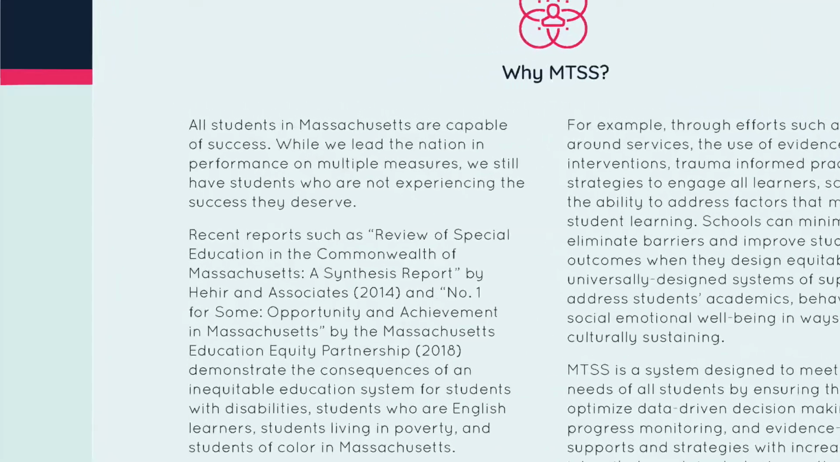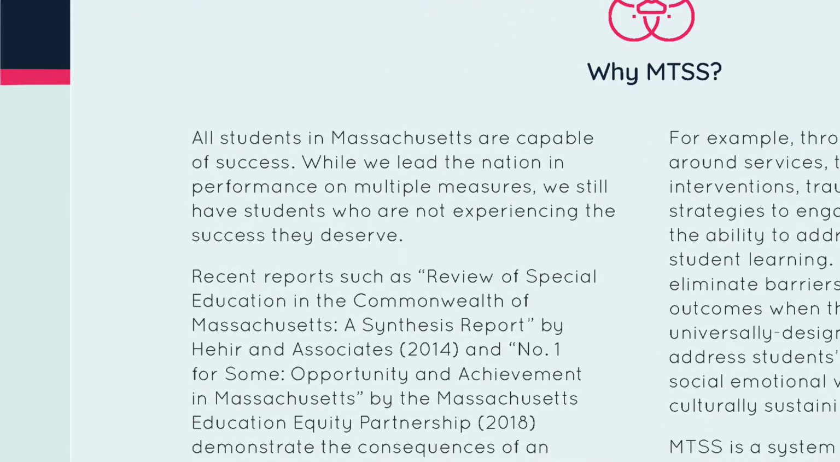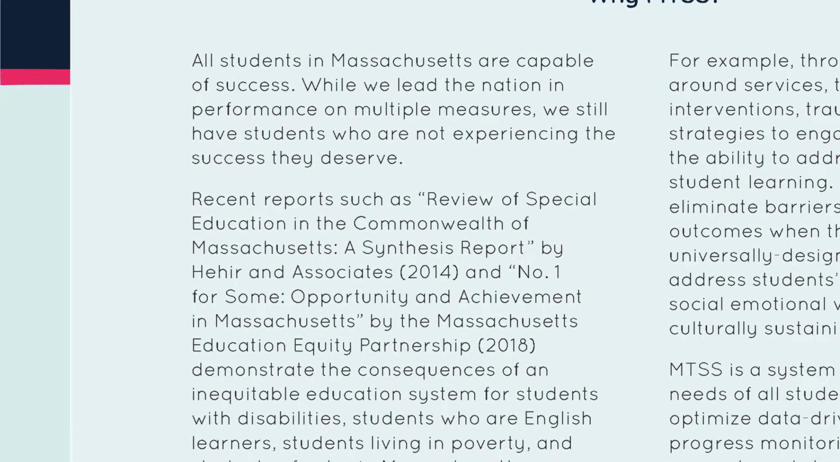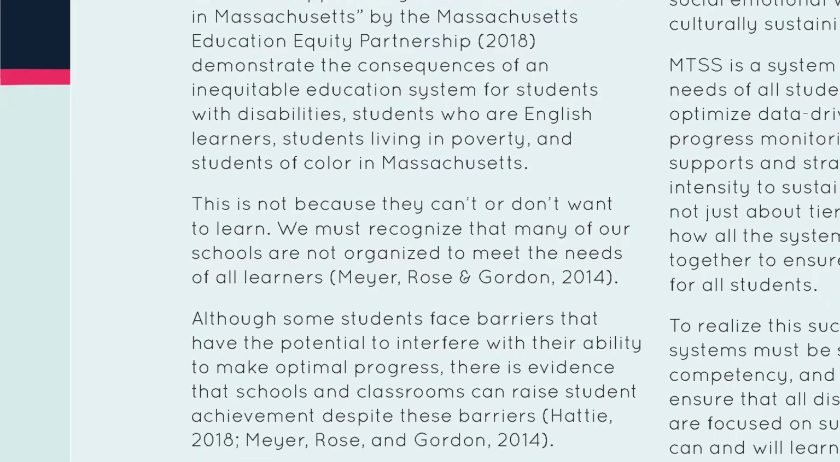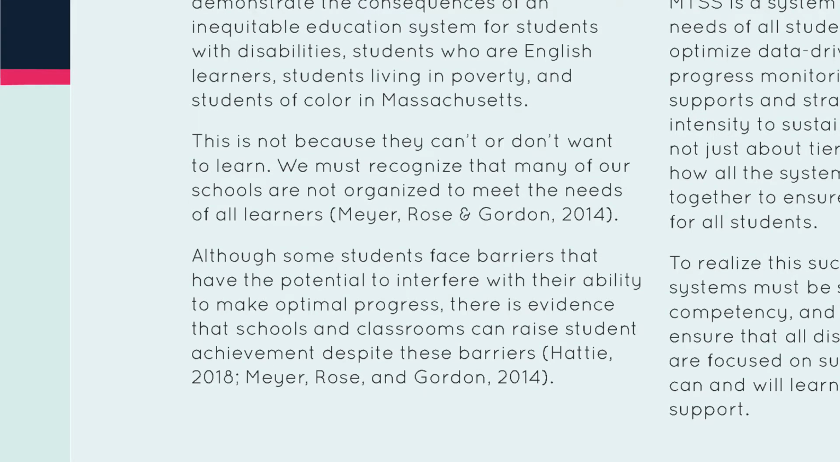Because although many of our students do very well, and we are actually the nation's best, we have many students who are not making the same outcomes as their peers. This is not because they can't or don't want to learn. We have to recognize that many of our schools and districts may not be organized yet to meet the needs of all of our learners. And this is where MTSS, or multi-tiered systems of support, come in.